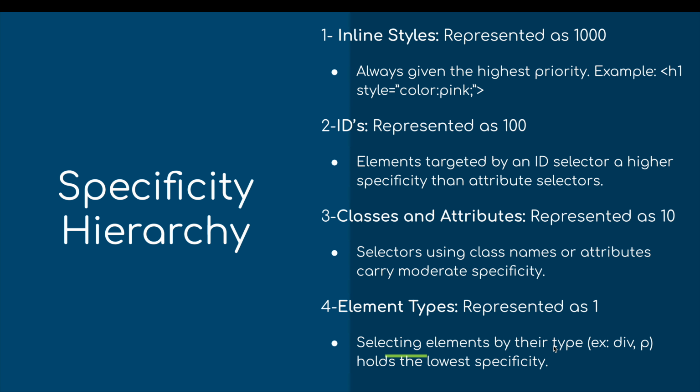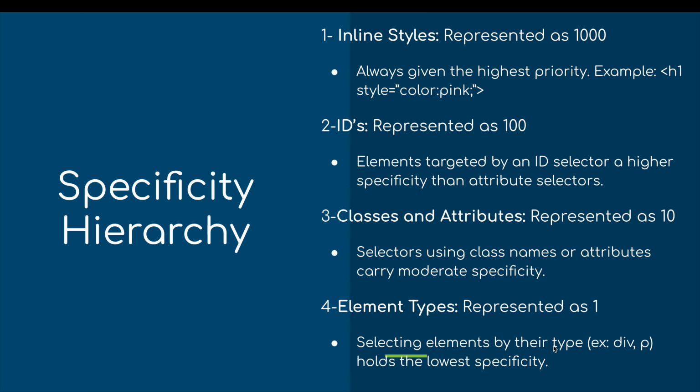Second is ID values. Those are represented as 100, and those are elements targeted by an ID selector. They have a higher specificity than attribute selectors. And then third is our classes and attributes, sorry about that. Those are represented as 10, and those are selectors using class names or attributes, carrying moderate specificity.